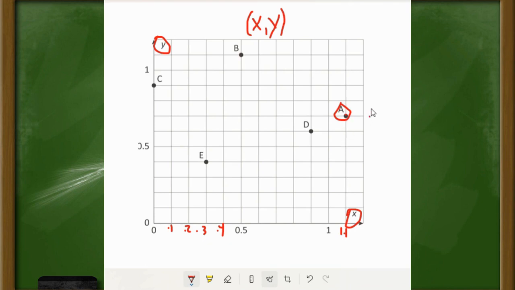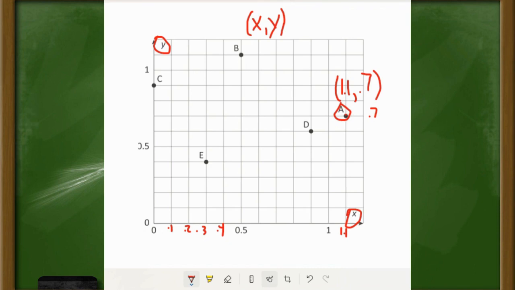0.7 up. So our point for point A, let's write it out. You put a parenthesis first. We had to count over 1 1/10. Then put your comma, and we had to count up 7/10. So this would be our coordinate pair for point A.